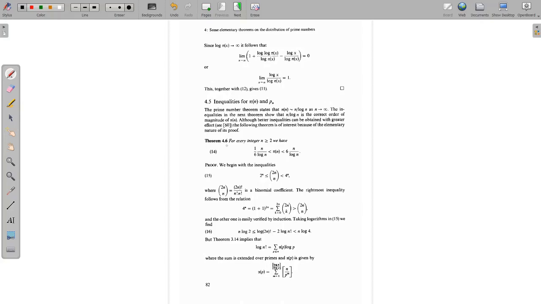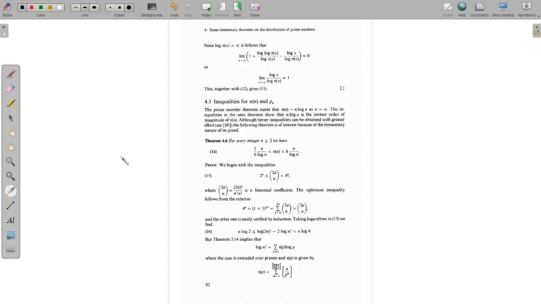We start with Theorem 4.6. For every integer n greater than or equal to 2, we have the inequality 1 by 6 n by log n less than pi of n less than 6 n by log n.